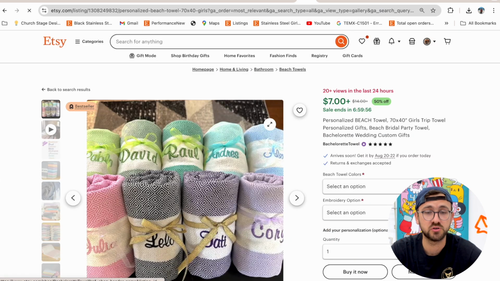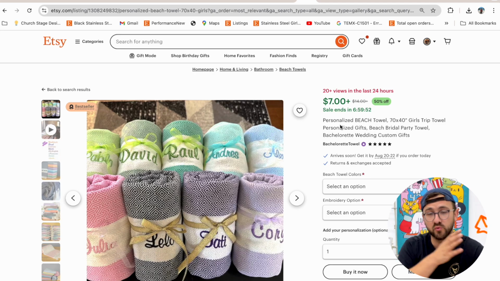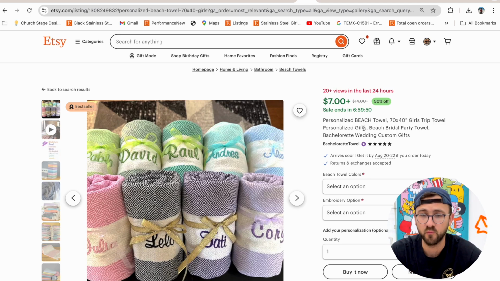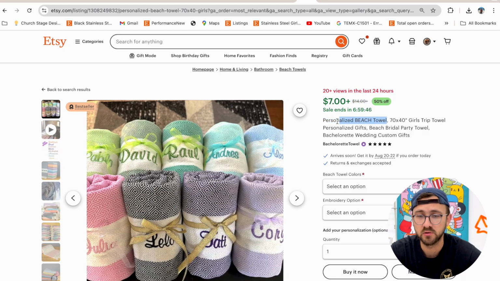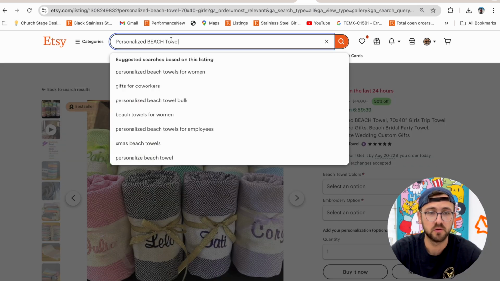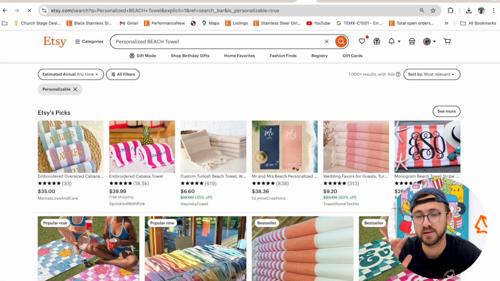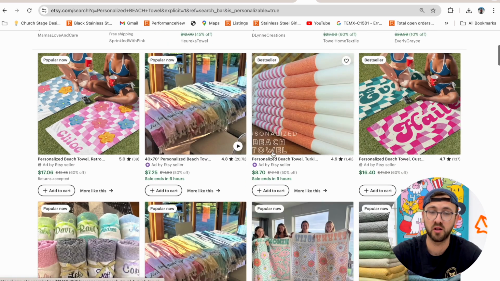Okay, so what we're going to do, and this is kind of my last step, again, we're just going through it. We're kind of rushing some things, but hopefully you guys get the idea. So we're going to go personalized beach towels. We're going to copy. We're going to paste this. And what we want to see is how much other people are doing well. Are other people doing well with this product?